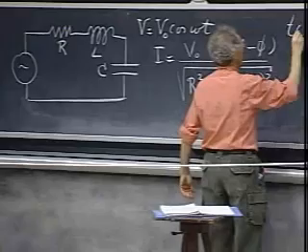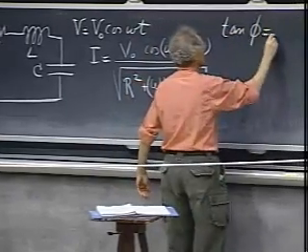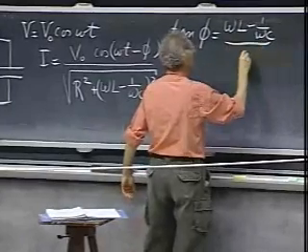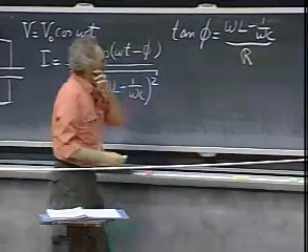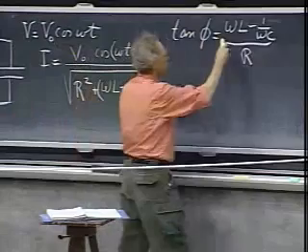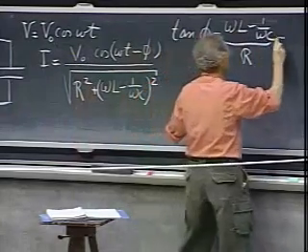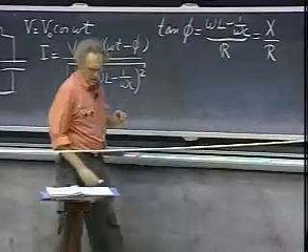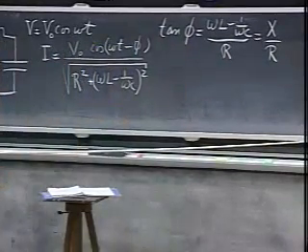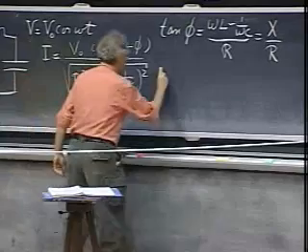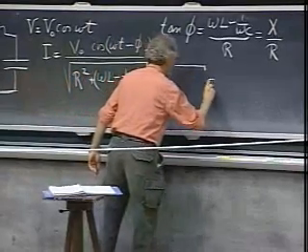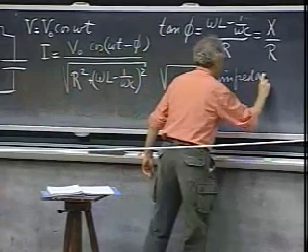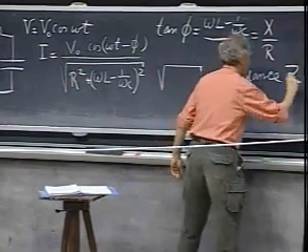And the tangent of phi is omega L minus 1 over omega C divided by R. We call this the reactance, the upstairs, for which we often give the symbol X, and so this is also X, then divided by R. And this whole square root that we have here, we call that the impedance. The units are ohms, and we call that Z.